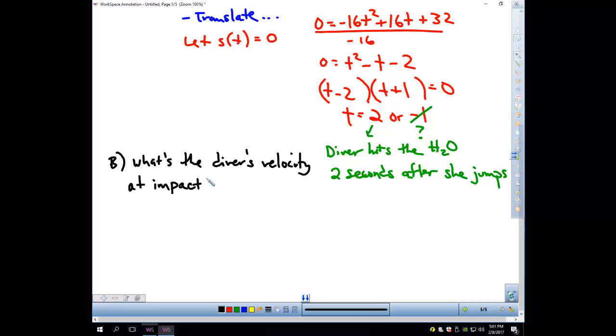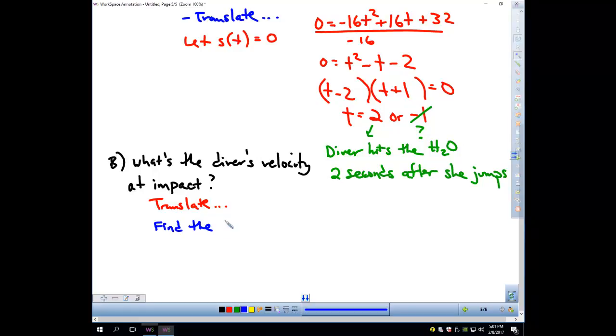So again, translate that. How do we determine that through mathematics? What does that mean? Well, it's just going to mean what was her velocity at t equals 2. That's when it happened. So the first thing I'm going to have to do is find my velocity function.